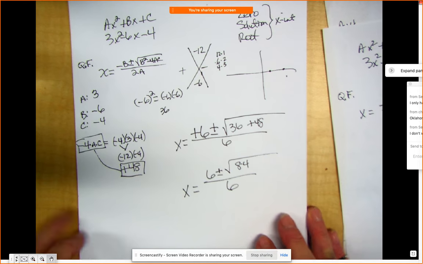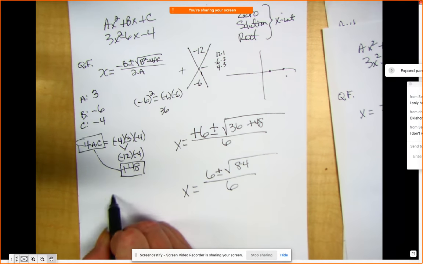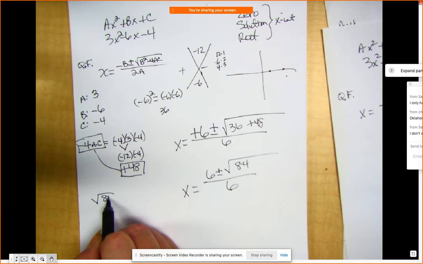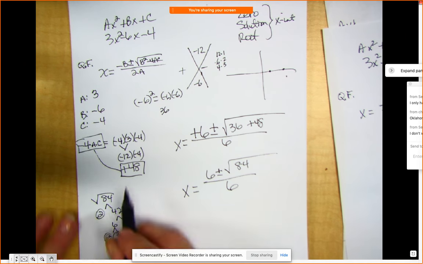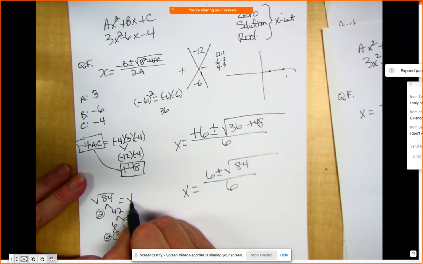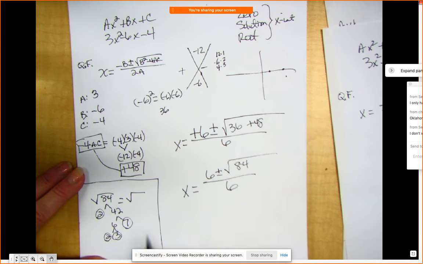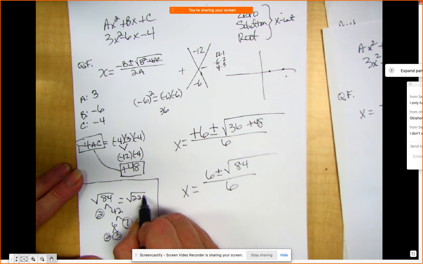It's not a perfect square, so I'm going to prime factor. I'm going to take the square root of 84 and do what we did from last night. It's 2 times 42. That's 6 times 7. That's a prime. 6 can be written as 2 times 3. Okay, so I can write the square root of 84 as the square root of 2 times 2 times 3 times 7.